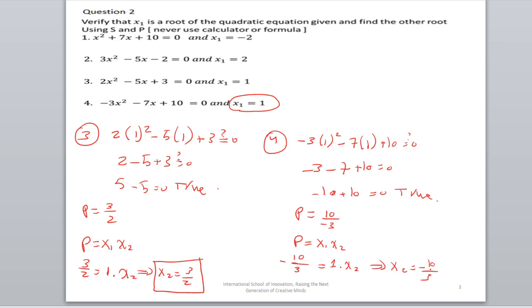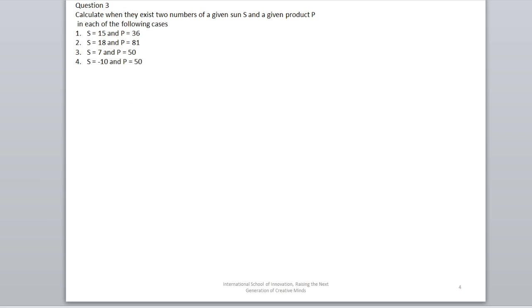I'm going to check it. I felt something was wrong, I don't know. So I always make sure of my answers, and of course I teach you to make sure of your answers: 1 and negative 10 over 3. So it's true. So this is number 4 and that's done. Let's go to question 3. Calculate, when they exist, two numbers of a given sum and a given product in each of the following cases. Number 1. Here I have only two steps.